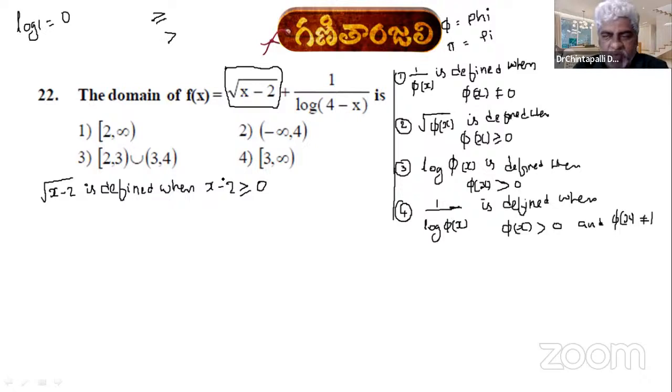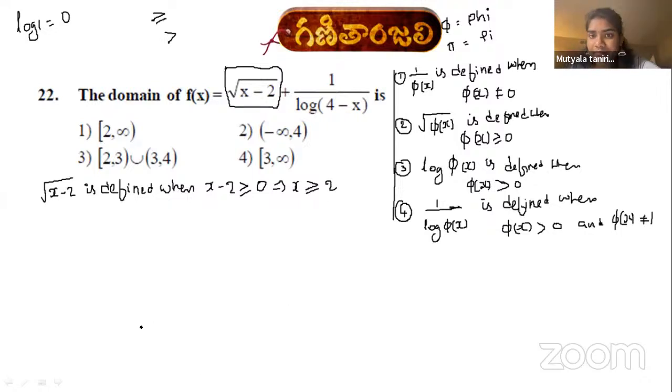For what values of x is x minus 2 positive? If x is equal to 1, what is x minus 2? Negative 1. It is negative. If x is 2 or more than 2, it is positive. So it is possible only when x is greater than or equal to 2, right?